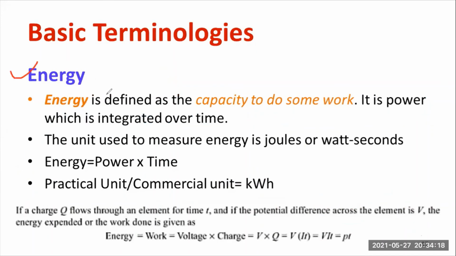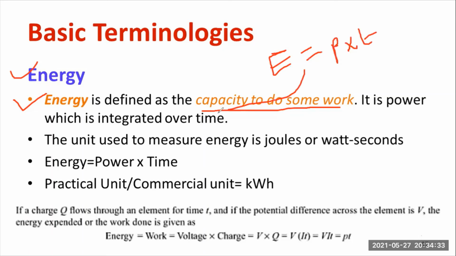Energy is defined as the ability to do some useful work. It is the power which is integrated over time. Integrated means summation. So energy can be written as power into time, which I have written over there. Power into time. I have written the same thing. The unit to measure energy is either joules or watt second. Sorry, watt second, not watt per second, watt second.